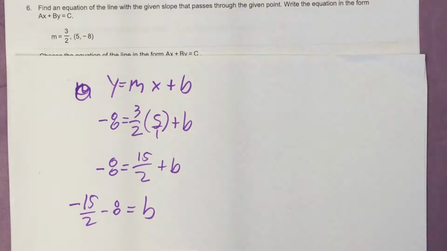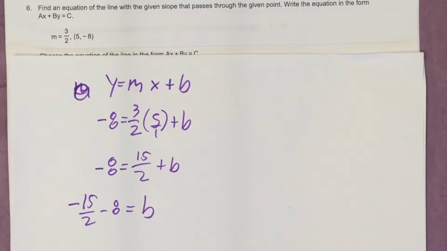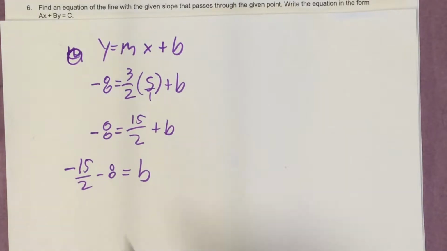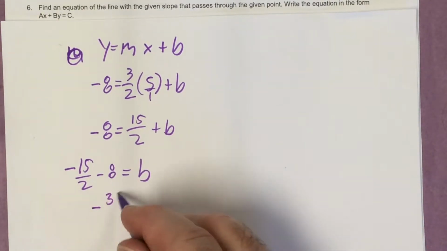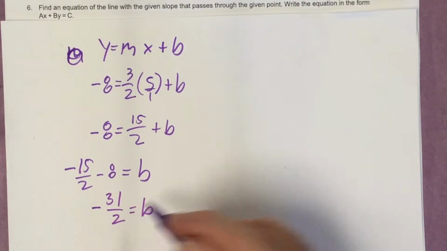Once I have that, you should be able to do this on your calculator and make sure that the answer is going to be in the form of a fraction. Although you don't necessarily have to have it in the form of a fraction, it's easier to eventually convert this into standard form. So if we do that, when we combine this all together, this is going to give us -31 over 2 equals b.